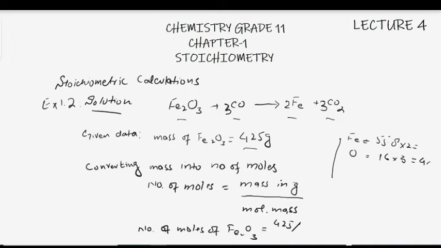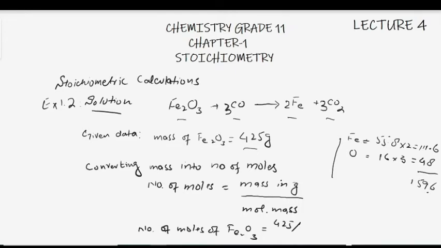This makes it 48, and 55.8 times 2 would be around 111.6, and oxygen is equal to 48. So you can add the two quantities and this is equal to 159.6.